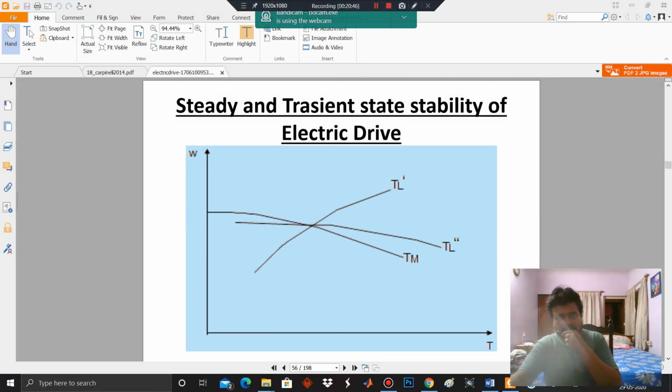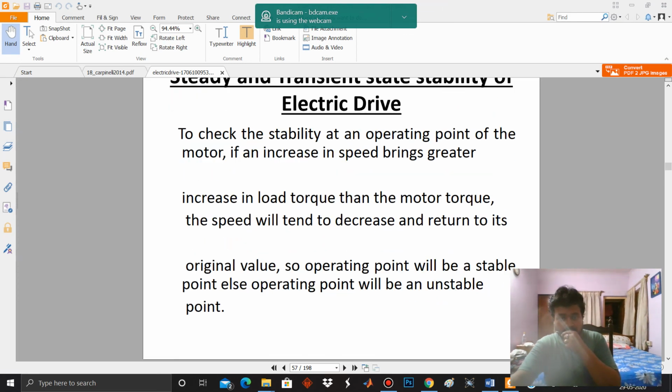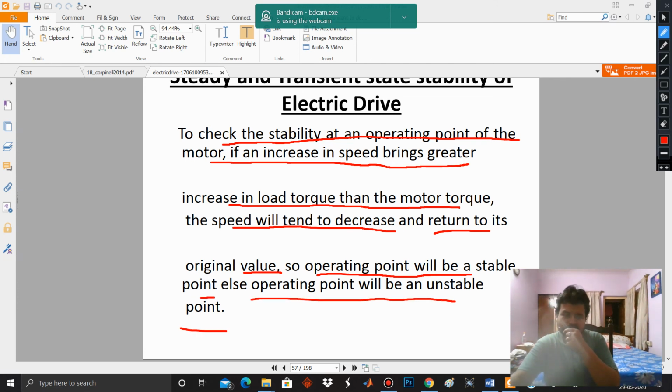So we will stop over here. This is all about stability. And you see, before going, these are the important points. To check the stability of an operating point of the motor, if an increase in speed is greater, the increase in load torque than the motor torque, the speed will tend to decrease and return to its original value. So the operating point will be a stable point, else the operating point will be an unstable point. This is exactly what we have derived.